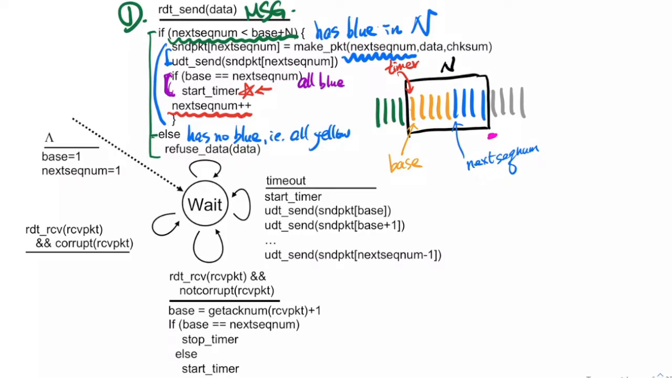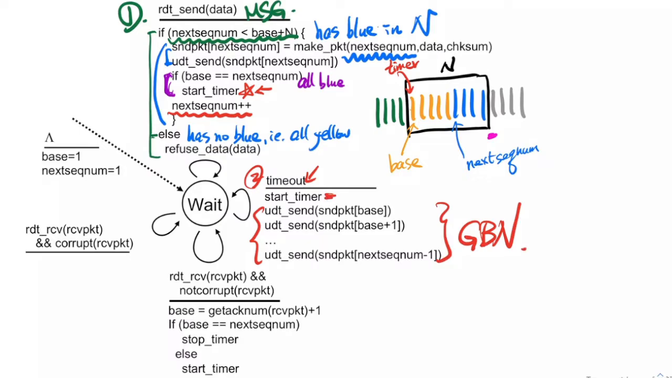But if you move the window and there is still a yellow segment in the window, then we don't have to set a new timer. We always set a new timer for the first yellow segment. So that is step number 1. Step number 2, if timeout occurs, then this part is that go back N.